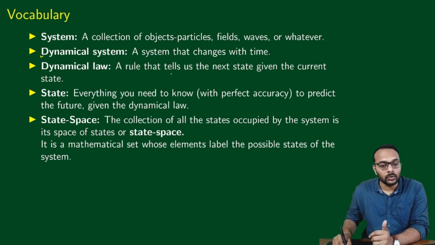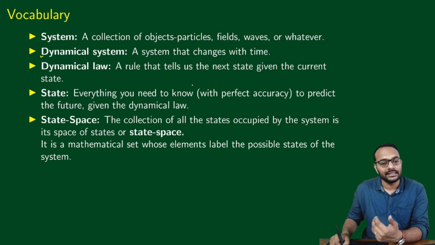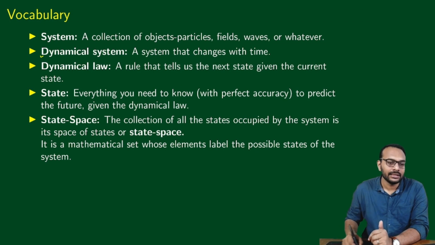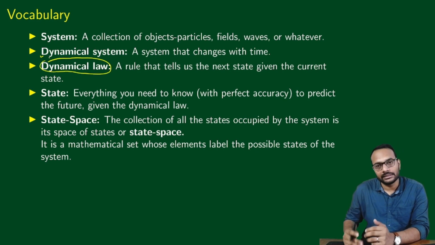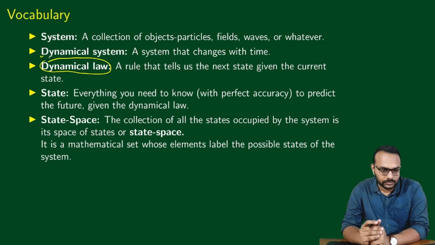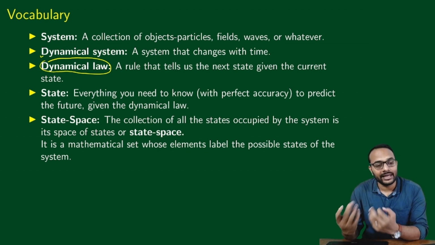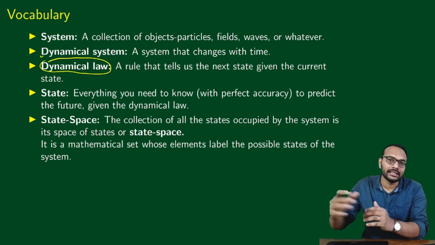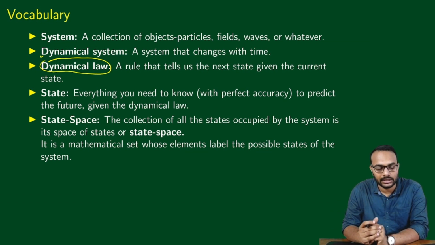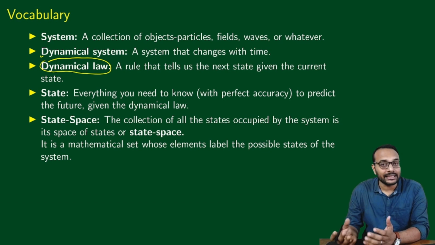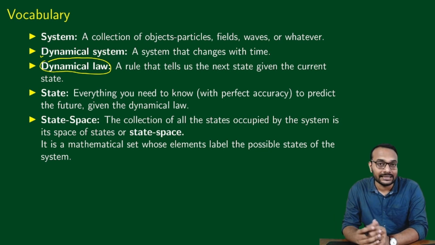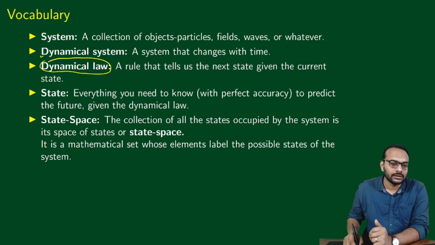A dynamical law is a rule that tells us the next state given the current state. If you want to study a dynamical system, a system that changes with time, we try to find the equation that governs the evolution of the system in time. For example, Newton's second law governs the evolution of a classical system, a classical particle, in time. So this is an example of a dynamical law.